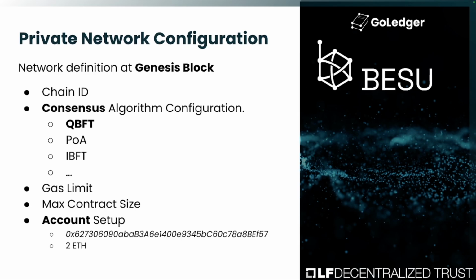The gas limit setting defines the maximum amount of computational work that can be included in a block, ensuring efficient and optimized network performance. Additionally, the max contract size setting limits the size of deployed smart contracts, enhancing storage and network efficiency. Furthermore, you can register pre-funded accounts in the Genesis block. For instance, a specific account might receive 2 Ether at the start of the private network, facilitating the initial operations. These and other configurations ensure that your private Ethereum network is designed to meet its purpose, whether for testing, development, or production environments.